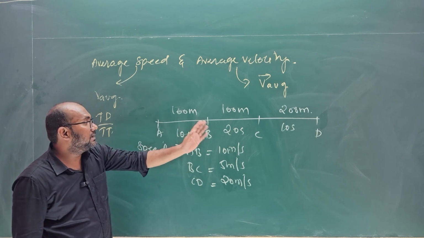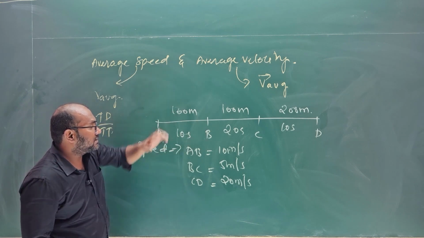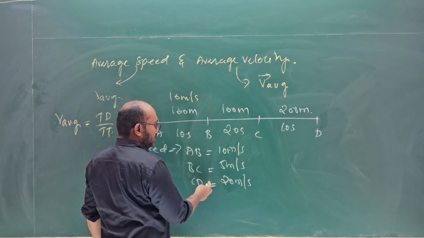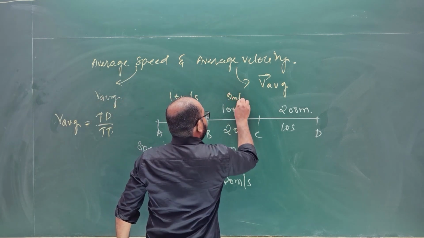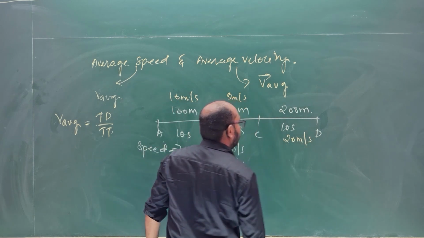So, when the body started from point A and reached point D, we have 3 instances. In these 3 instances, first A to B the body traveled with 10 meter per second. Then B to C 5 meter per second. Then C to D we got 20 meter per second.